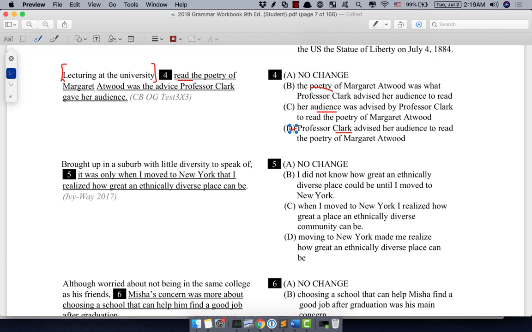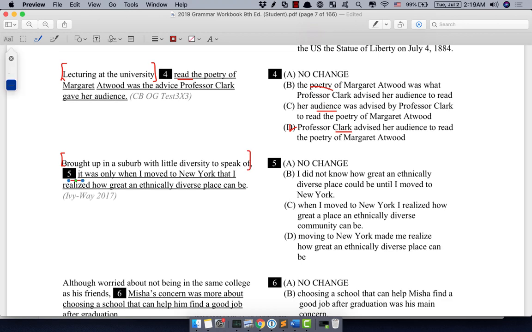All right, number five. Brought up in a suburb with little diversity to speak of. This part doesn't have the subject, and that looks like a person, someone's being brought up. So A has it, B has I, C has when, D has moving, so the answer is B.